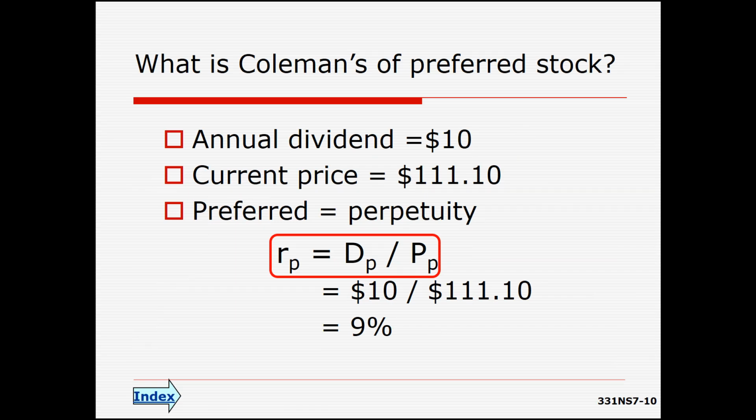The formula for the cost of preferred is merely the basic constant growth model with growth equal to 0. Also, note that the equation uses the current price, not the par value. Since most common stock doesn't have a par value, this doesn't come up with common, but preferred frequently does. The cost of preferred is equal to $10 divided by 111.10, 9%.